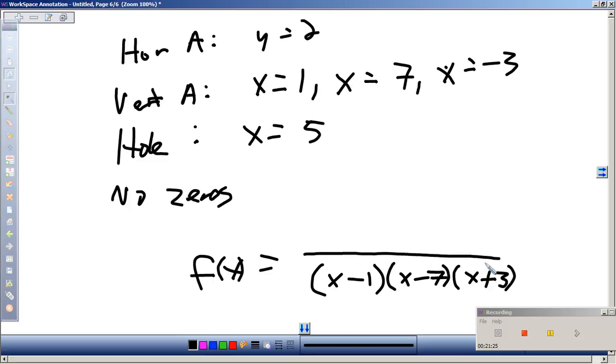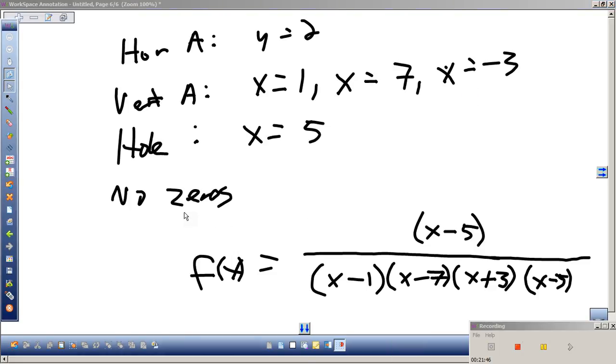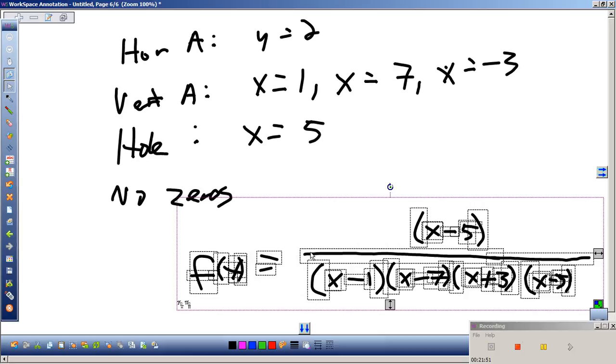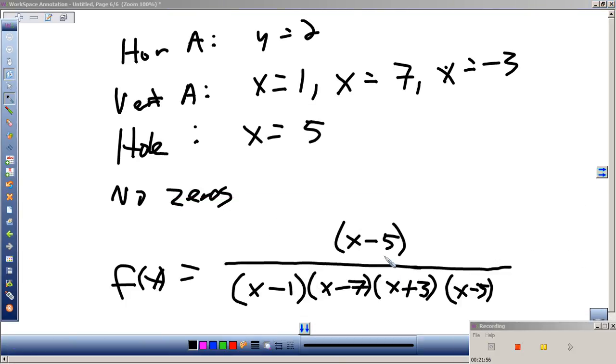How about this one? x minus 5 and x minus 5. Now, if it just looks like this, where is the horizontal asymptote? It is 0, because the power on the bottom is going to be bigger than the power on top. So we've got two different ways we can do this. Probably the easiest way is to do plus 2 here.